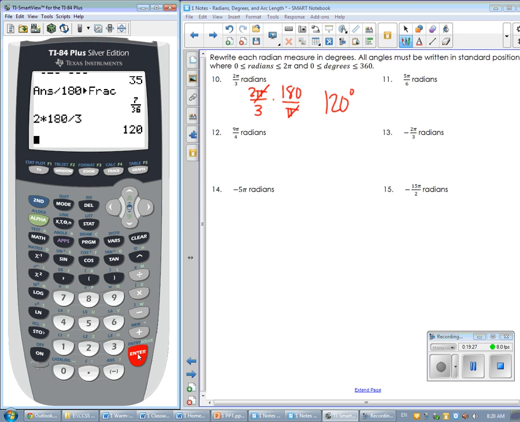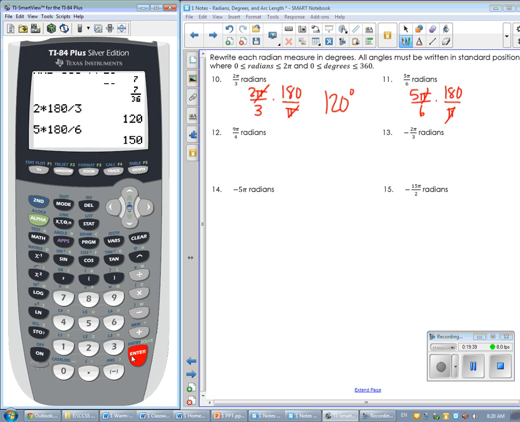I can do the same thing for the next one. 5 pi over 6. I'm going to multiply by 180 over pi. My pi's cancel. We've got 5 times 180 divided by 6, and that gives me 150 degrees.